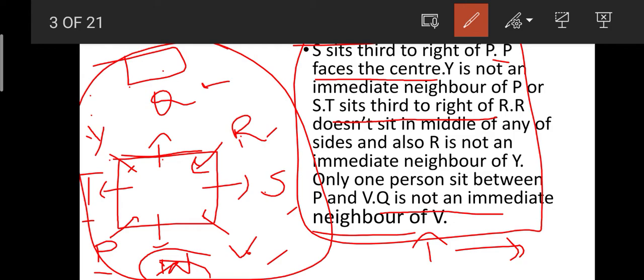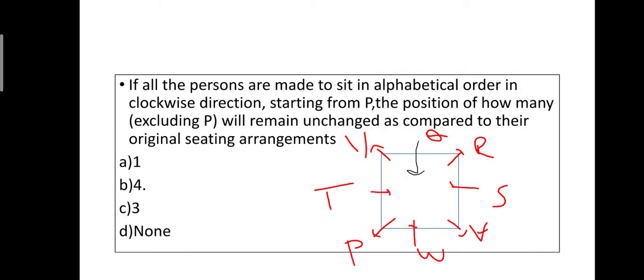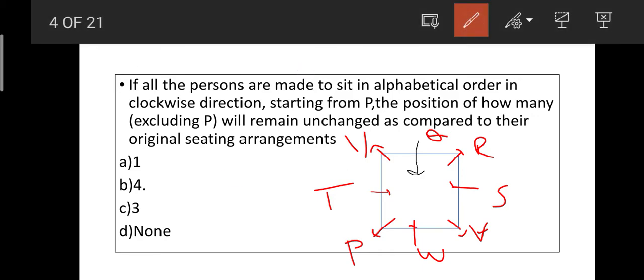Okay friends, now we will be moving through our questions. What type of questions will they be asking in our exams? See here. If all the persons are made to sit in alphabetical order in clockwise direction. What is clockwise direction? This is the clockwise direction. Starting from P, the position of how many, excluding P, so we should not include P in this number, will remain unchanged as compared to their original sitting arrangement.